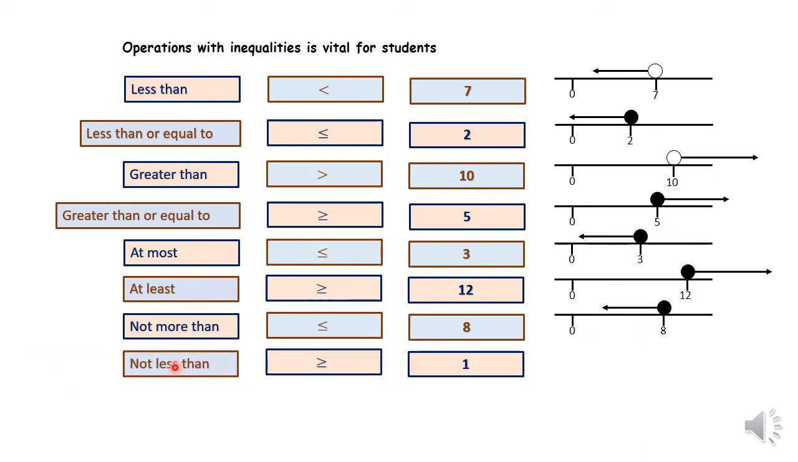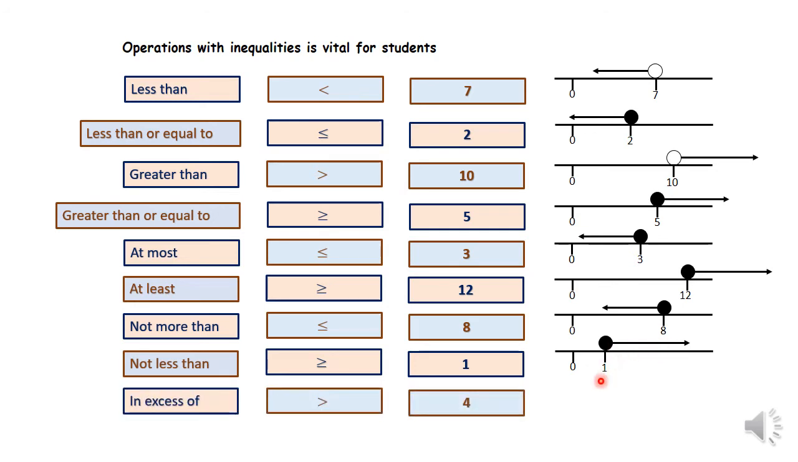Again, we have not less than. It is similar to at least. It's also similar to greater than or equal to. Not less than 1 will therefore mean we have 1 and 0 on the number line, and we have 1 or anything to the right of 1. So the integral values are 1, 2, 3, any number that's bigger than 1. In excess of will mean greater than.